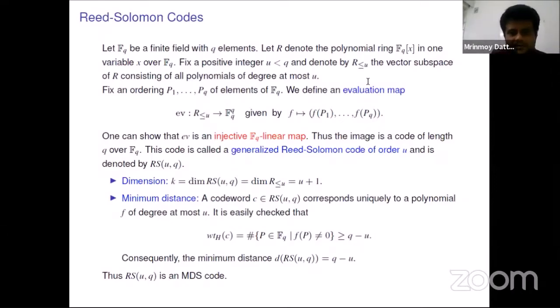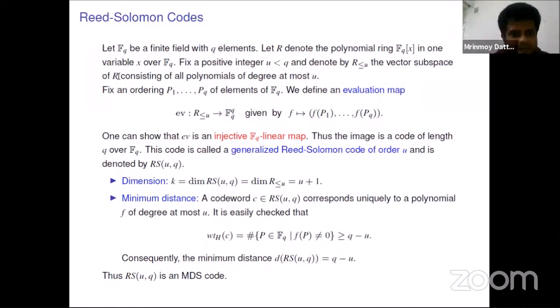Now, what we do is the following. You take a polynomial and you could always view this polynomial as a function on F_q. So given an element in F_q, you can evaluate a function. You take an element f(x) in R_{≤u}, and you take an element, let's say a, from F_q. You could always write down what is f(a) just by replacing x by a in the expression.